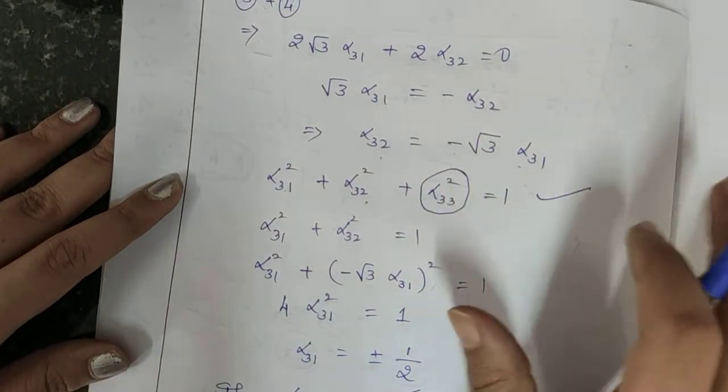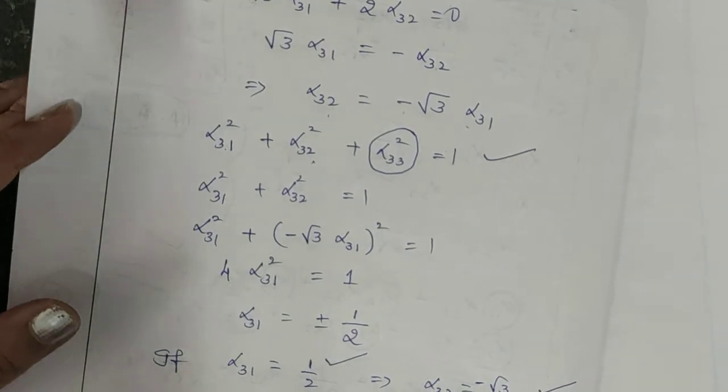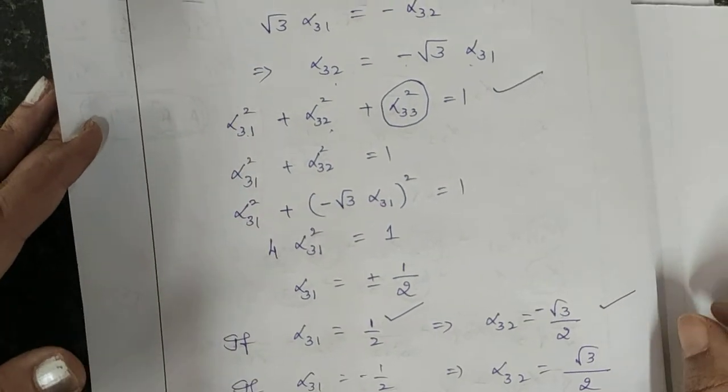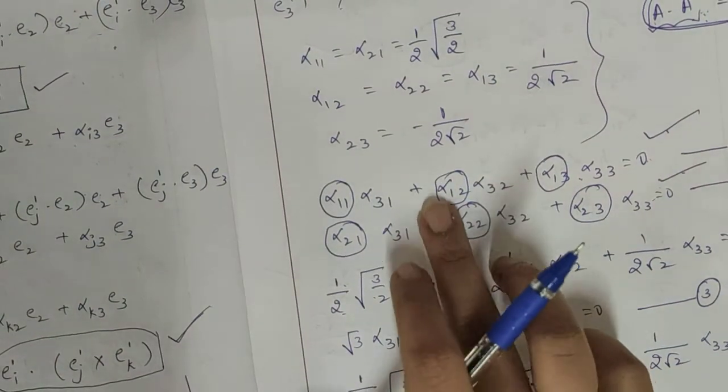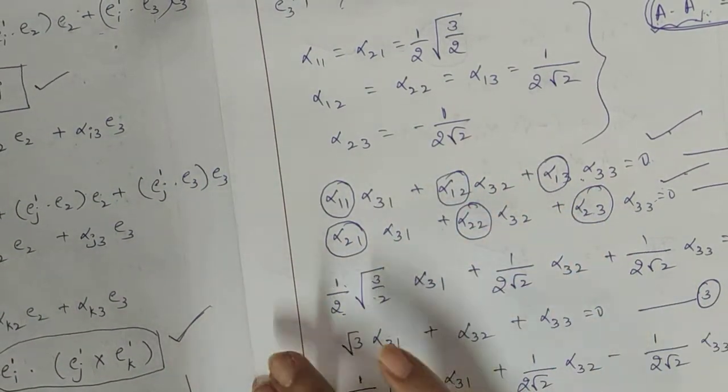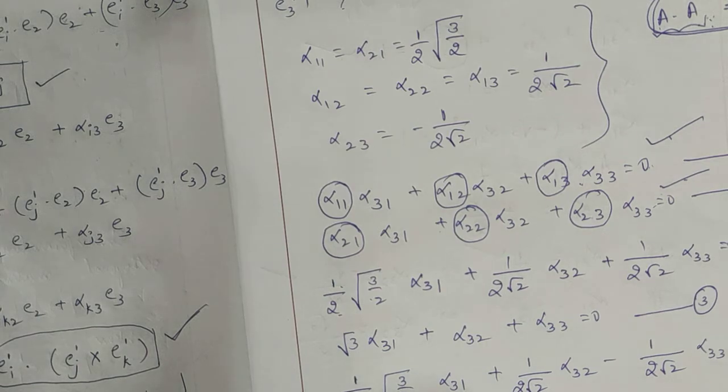So now using these three equations, you can find out the unknown values, right? So this is why we have to consider these equations, that is the relation between A and A transpose, okay?